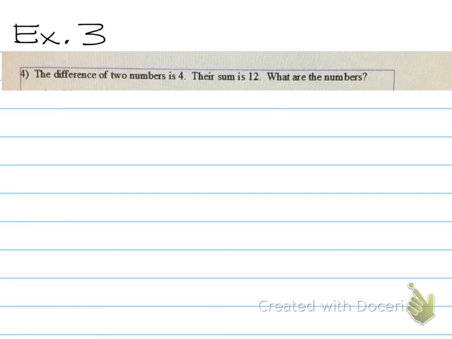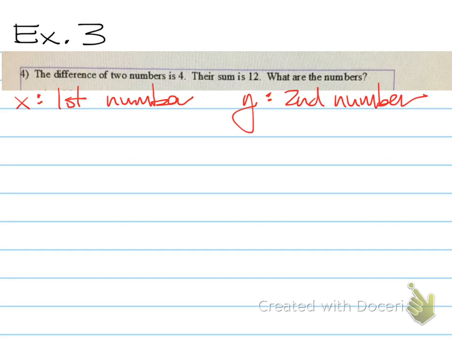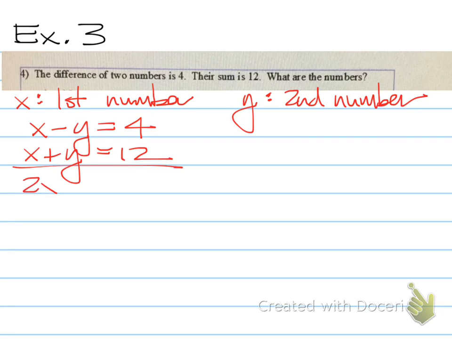Alright, the difference of two numbers is 4, their sum is 12. What are the numbers? So X is going to be the first number, Y will be the second number. So the difference in the two numbers is 4, so X minus Y equals 4. The first number minus the second number is 4. And then X plus Y equals 12. It says their sum is 12, so X plus Y is 12.